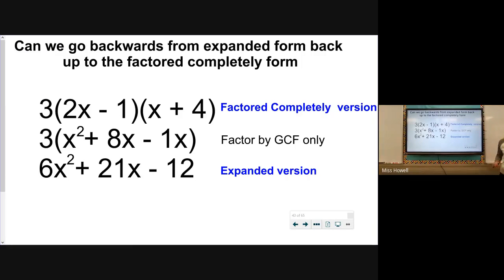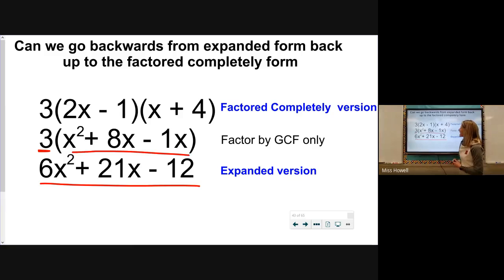We're going to do a couple extra examples in our notebook, not our packet. So we're in our notebook for today. How do we go from this expanded version to the factored by GCF version, and then the factored completely version from our chart? We want to get all the way. We don't want to stop at just this GCF step when we can factor it further. So be careful.